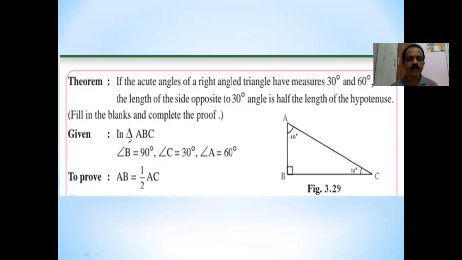Given in triangle ABC, the given angle measures are 90 degree, 30 degree and 60 degree. To prove AB is equal to 1/2 of AC.